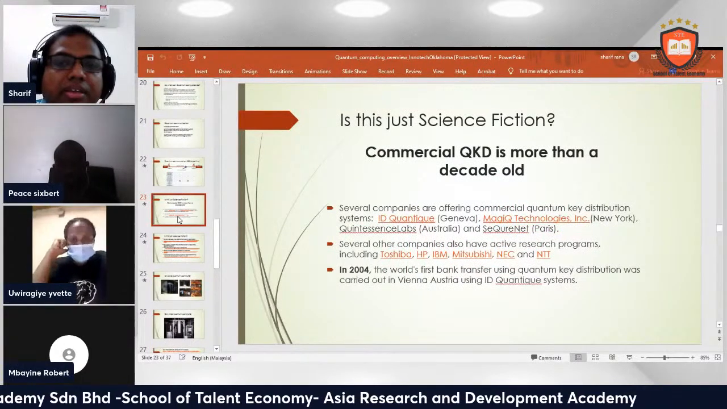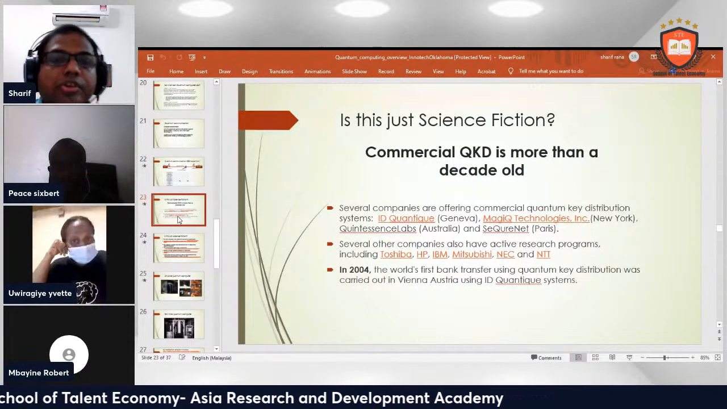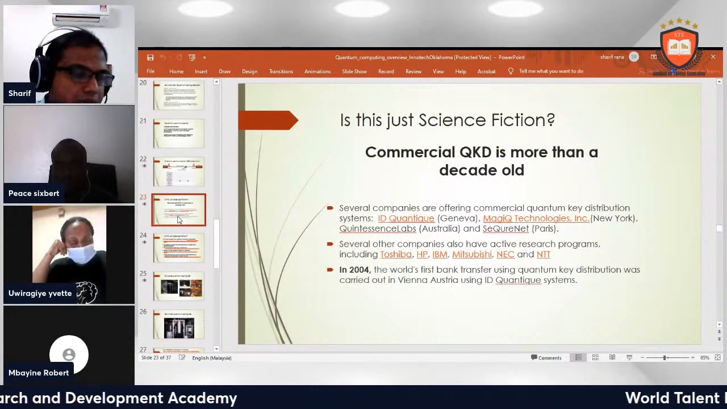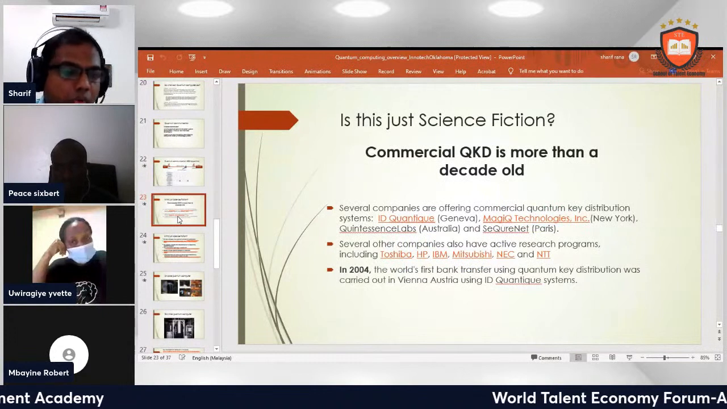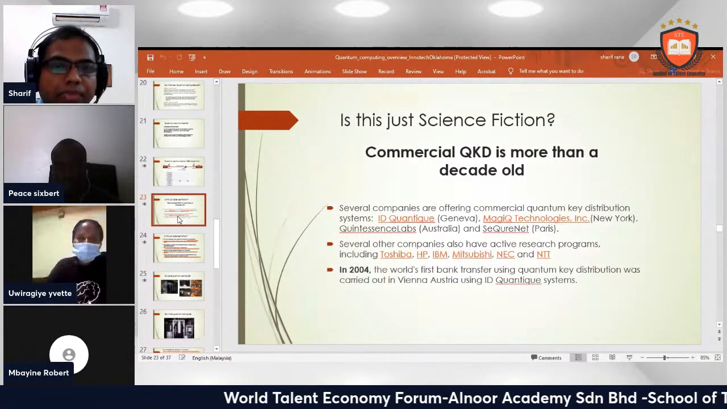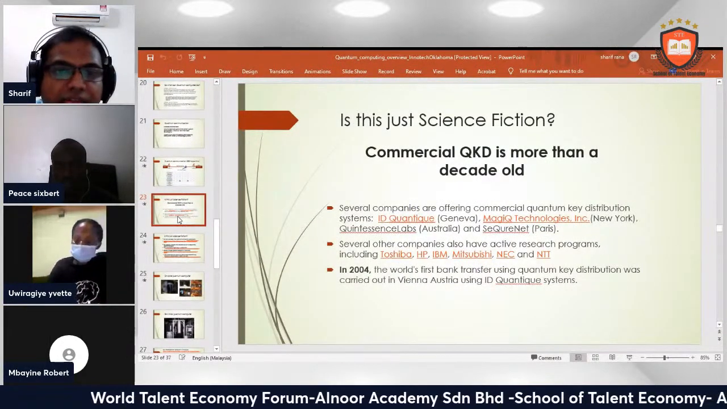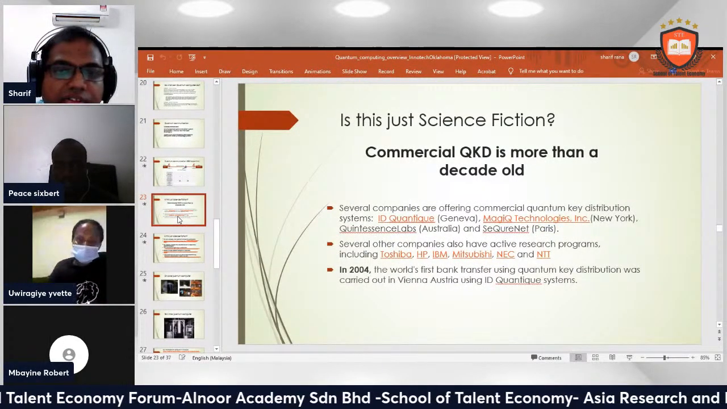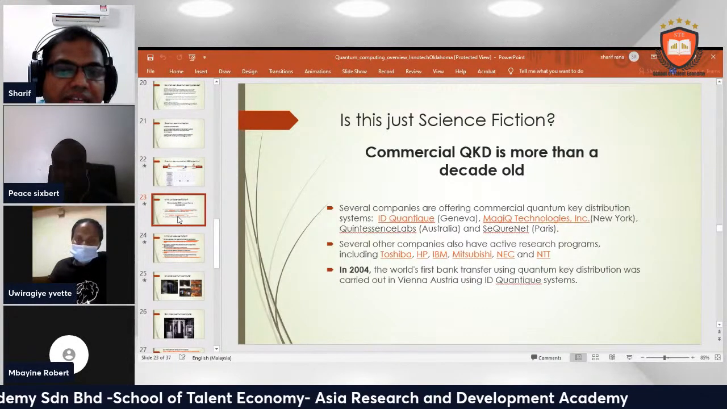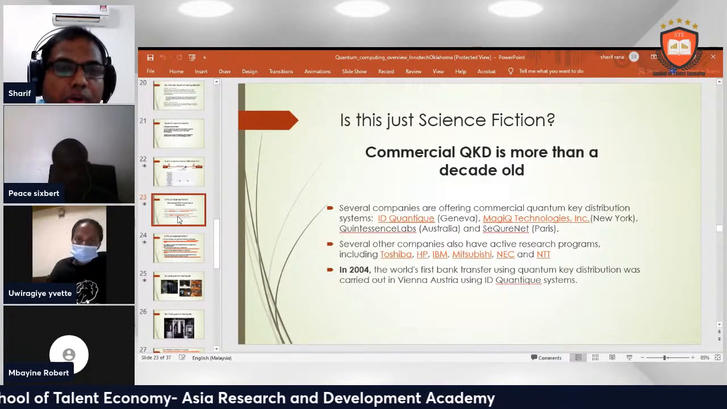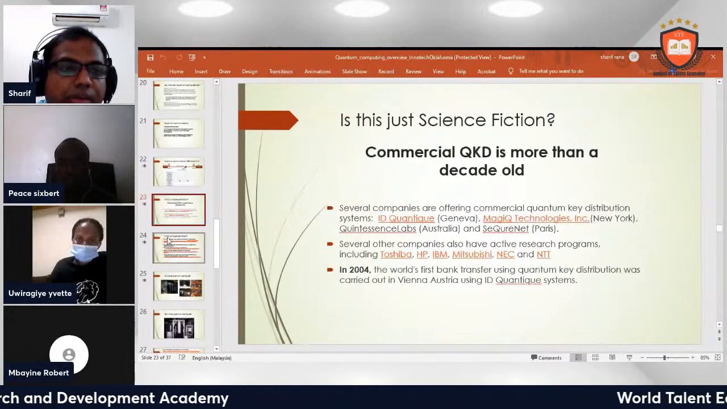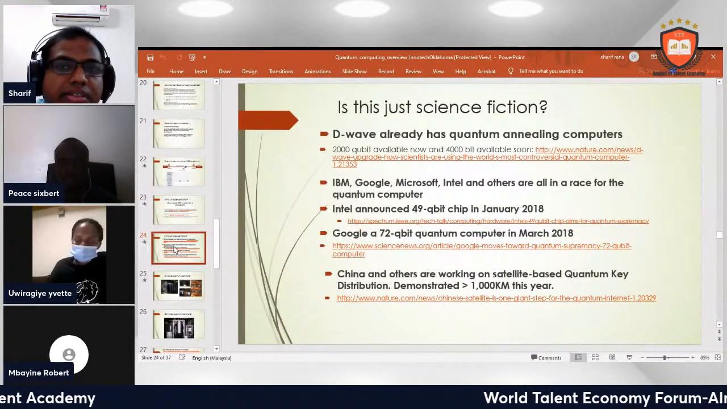Commercial QKD is more than a decade old. Several companies are offering commercial quantum key distribution systems, including ID Quantique. Several other companies also have active research groups, including Toshiba, HP, IBM, Mitsubishi, NEC, and NTT. In 2004, the world's first bank transfer using quantum key distribution was carried out in Vienna, Austria. This is no longer science fiction.